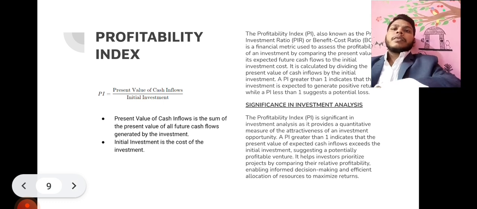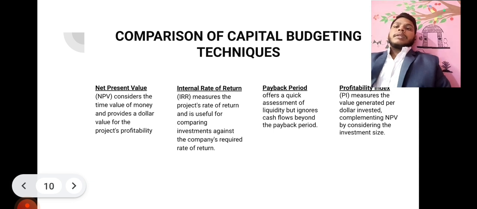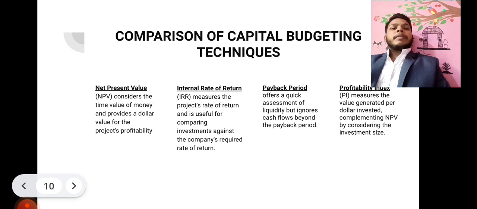Let's compare the four capital budgeting techniques, that is net present value, IRR, payback period, and profitability index, that is PI. NPV considers the time value of money and provides a dollar value of project profitability, whereas IRR measures the project's rate of return and is useful for comparing investment against the company's required rate of return. Payback period offers a quick assessment of liquidity by ignoring cash flow beyond the payback period. Whereas PI measures the value generated per dollar invested, comparing the NPV by considering the investment size. You can refer to the case study for NPV.